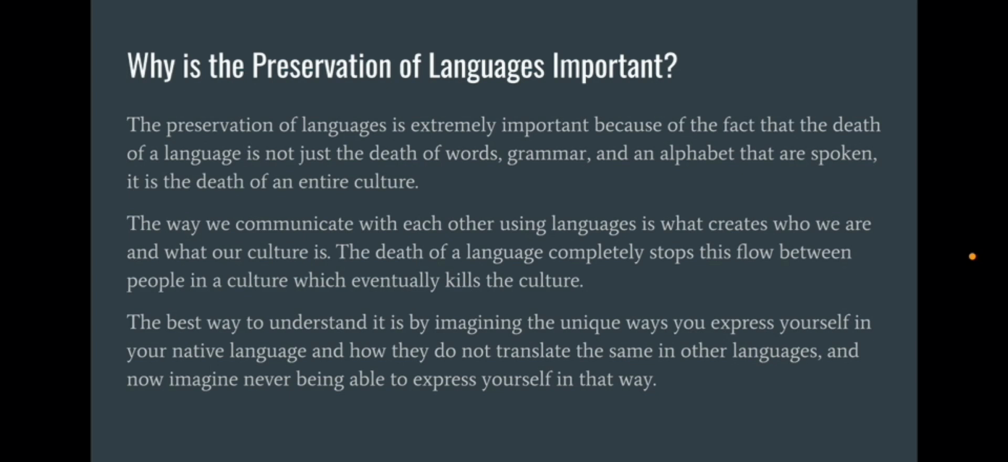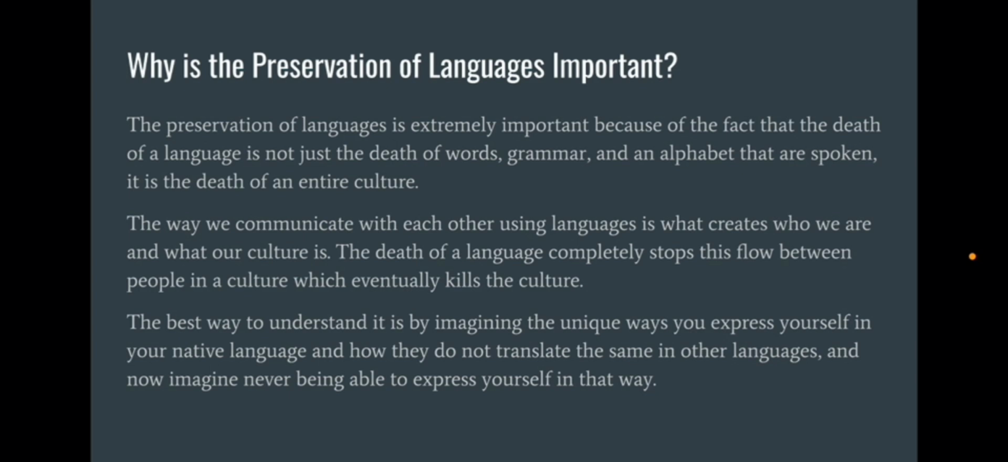This is because the way we communicate with each other using languages is what creates who we are and what our culture is. The death of a language completely stops this flow between the people in a culture, which eventually kills the culture. This is because we communicate our ideas and who we are through our language, whether that's ASL for people who don't speak or any type of language.